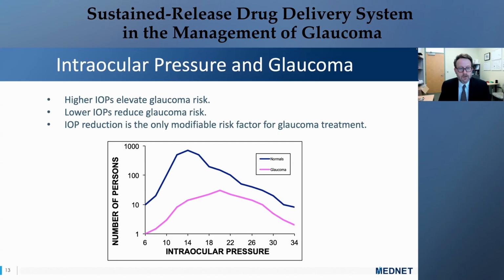So while intraocular pressure is very important towards glaucoma, and as glaucoma providers, we're always thinking about a patient's intraocular pressure, it is not necessary for the diagnosis of glaucoma, and it should not dictate our diagnosis a lot of the times.